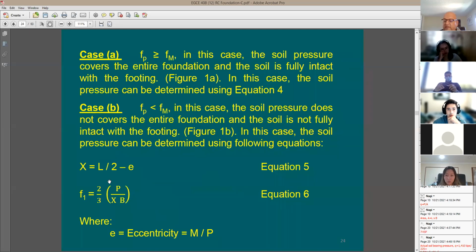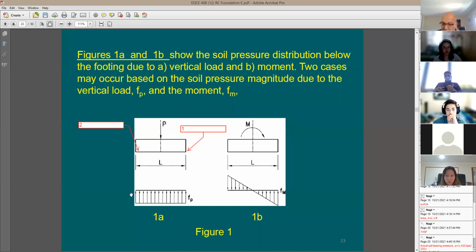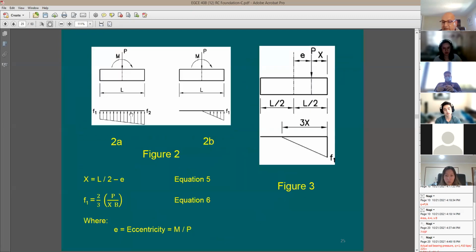Okay, so we have two cases. The first case, if F sub P as a value is going to be greater than F sub M, what's going to happen? If this value here is going to be greater than this value, you're going to end up with a trapezoidal distribution of stress. And the entire footing is going to be under compression. This tension will never happen because it is going to be covered by F sub P, because axial load does exist. It's going to be like this, right?